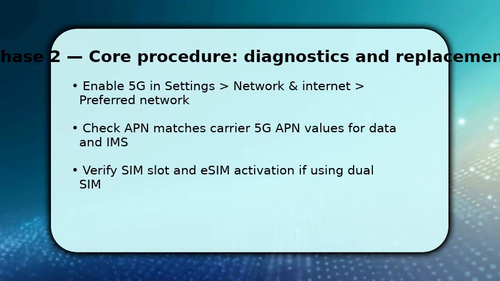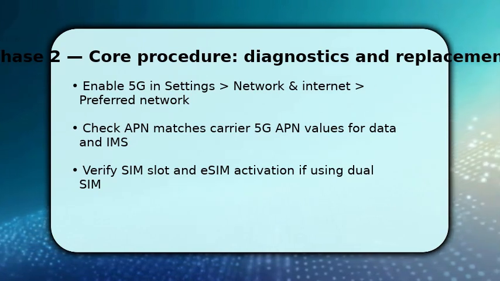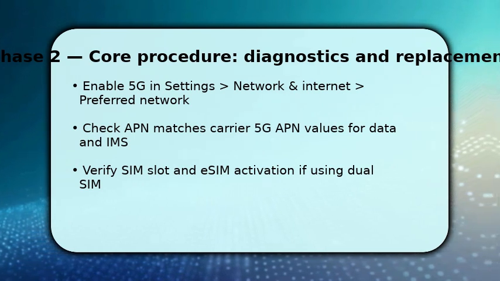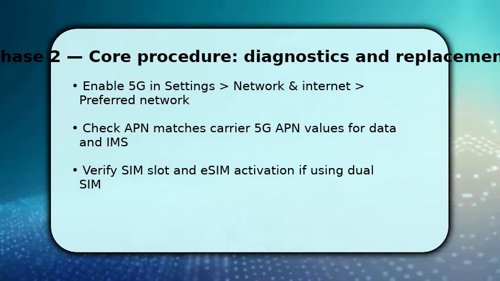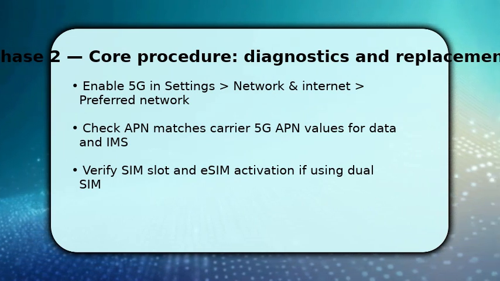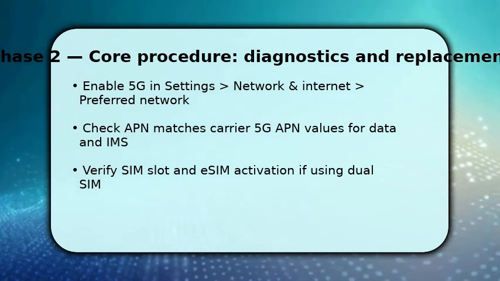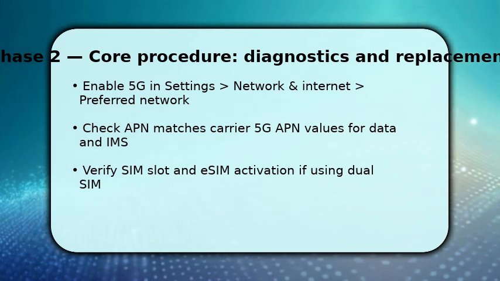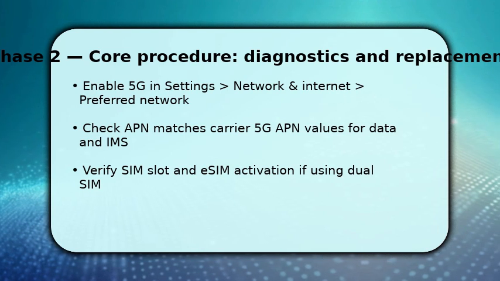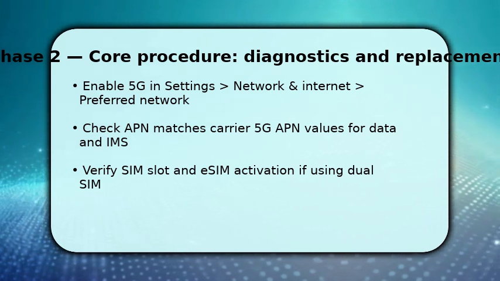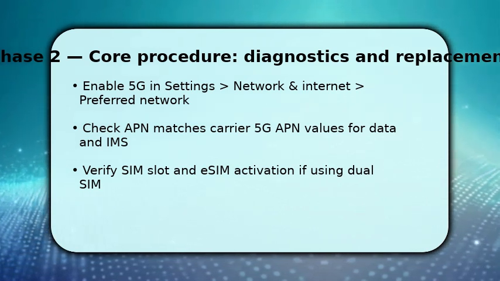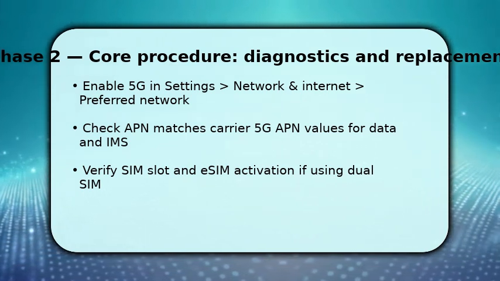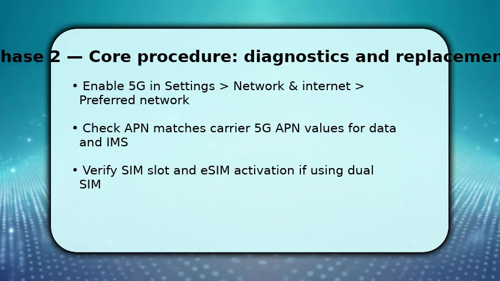Once done with updates, you enable 5G by opening Settings, Network and Internet, and selecting the preferred network type to include 5G. Then, make sure the access point name matches your carrier's 5G APN values. Incorrect APNs block data, or IMS features like VoLTE and 5G voice. If you use dual SIM, verify the correct SIM slot or eSIM profile is active and set for mobile data. You may reboot after changing APN so the modem re-registers properly.